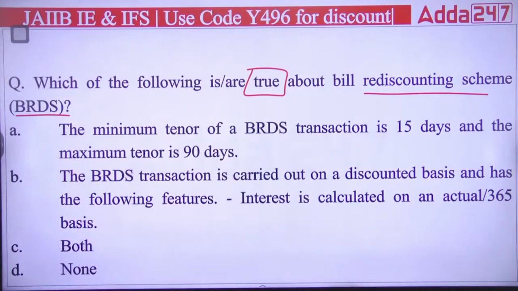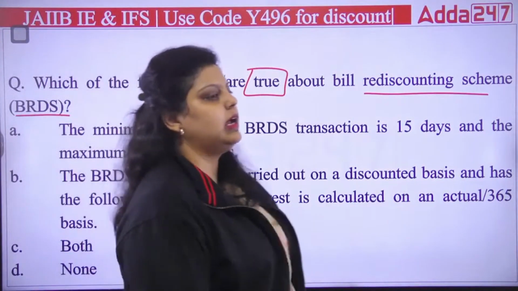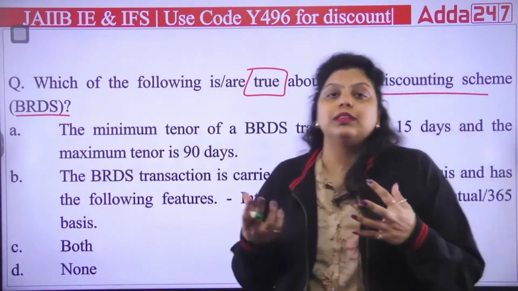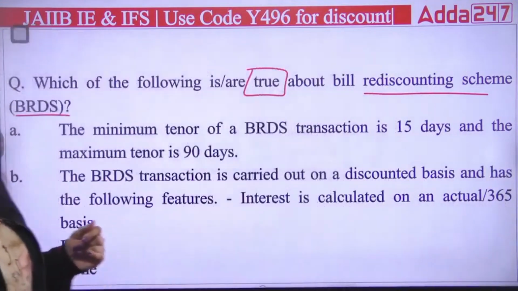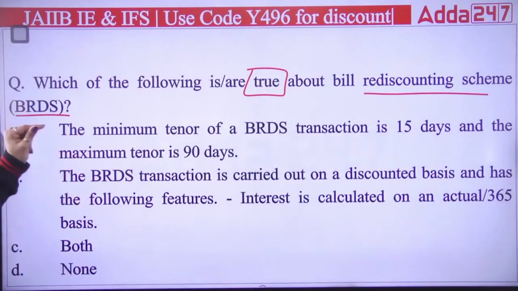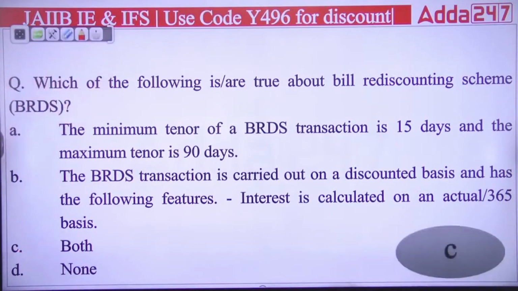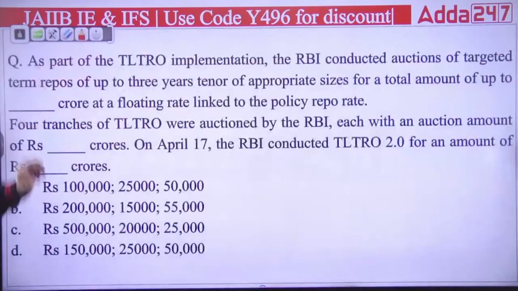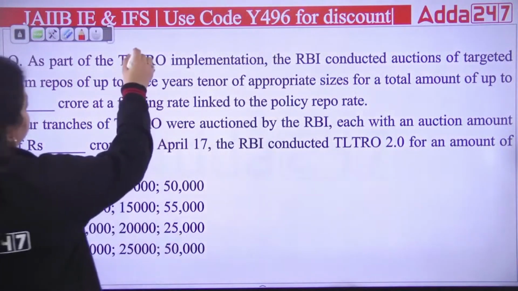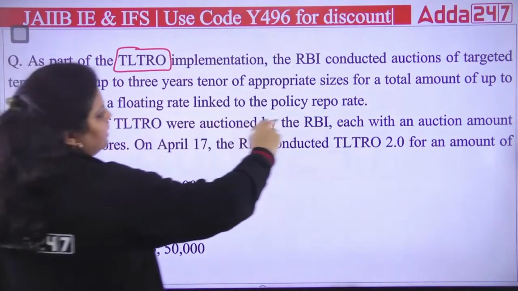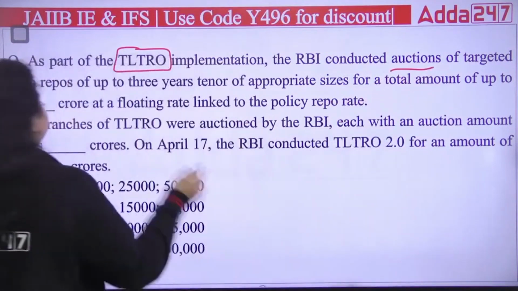So the bill rediscounting scheme was introduced by RBI to make sure that the proper liquidity will be available in the market and also to promote the bill culture in the economy. That's why RBI has introduced the BRDS scheme. And the right answer will be both. Both the statements are correct when it comes to the BRDS scheme. Okay, both the statements are correct. So right answer will be your C. Clear? Next question.